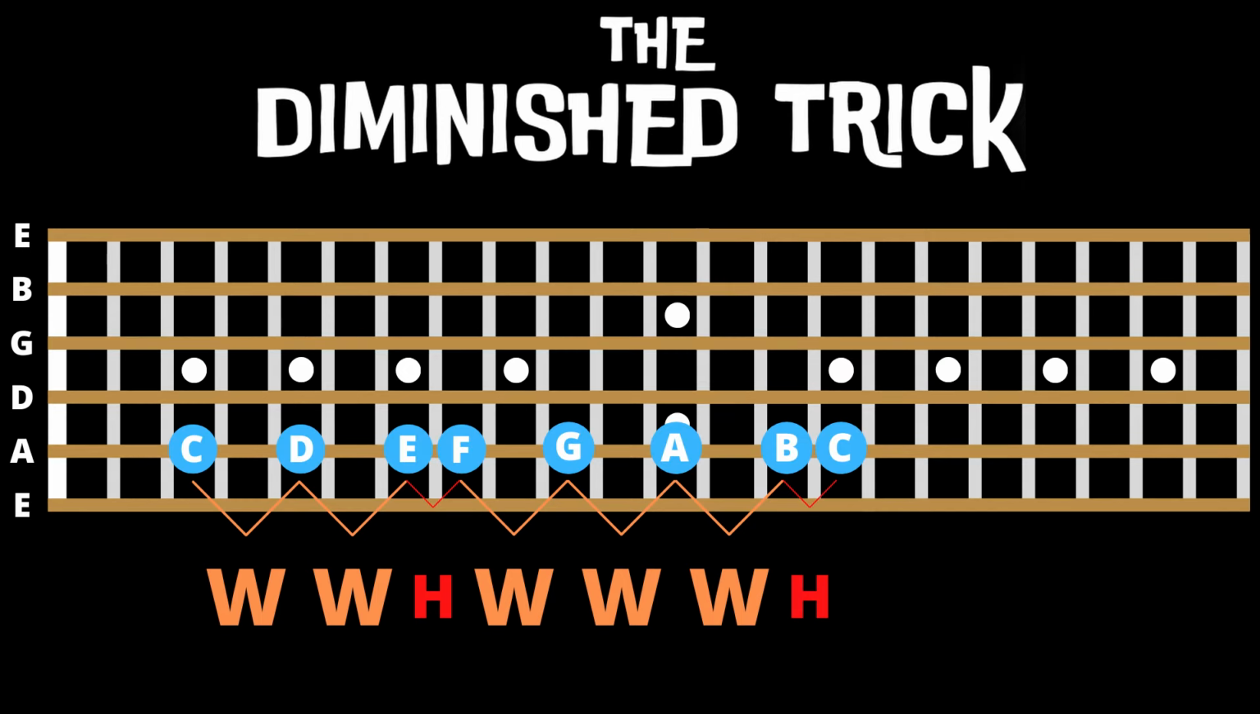So in a nutshell, fill in the gaps of the major scale with diminished 7th chords, and you will be well on your way to writing far more interesting chord progressions.